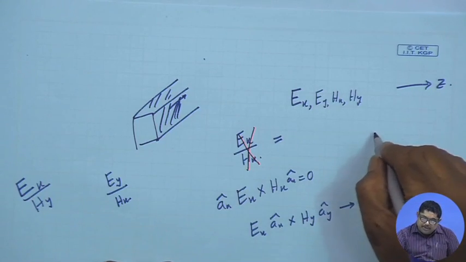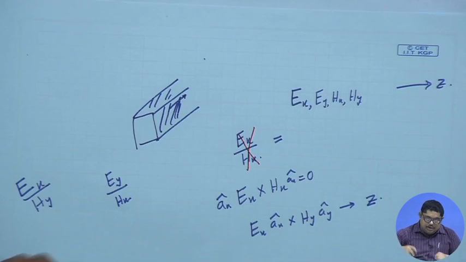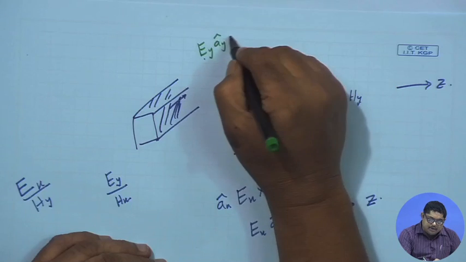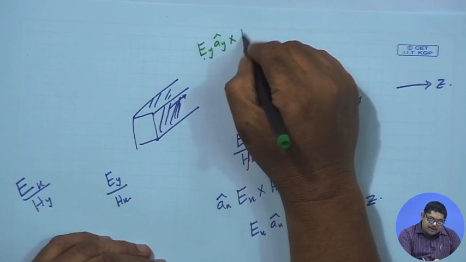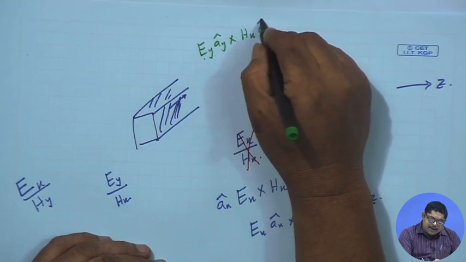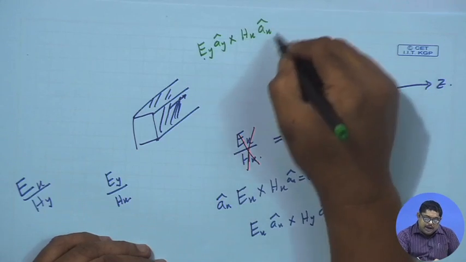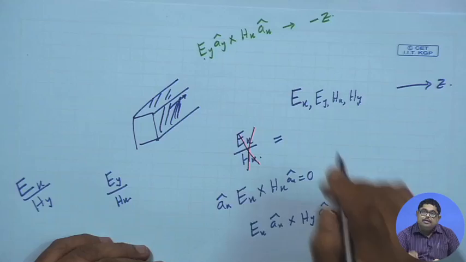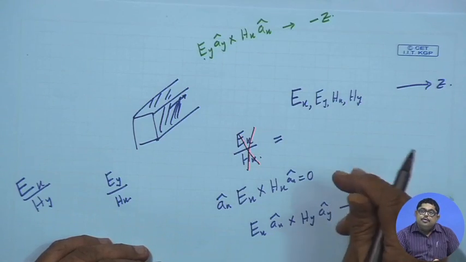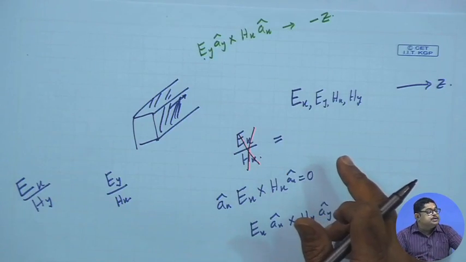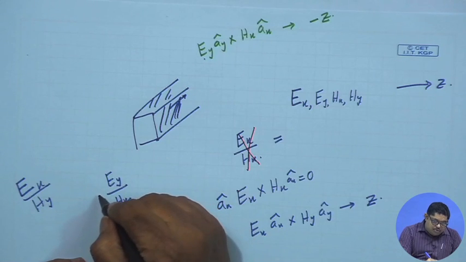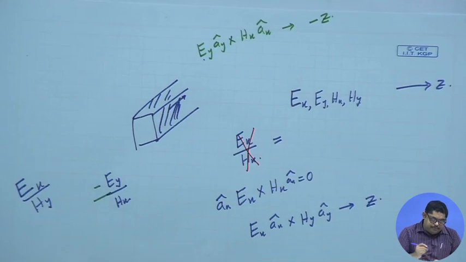Now, what will happen to Ey, Ay cross Hx, Ax? This will carry power in which direction? Minus z direction. But the definition says that carry the power in the propagation direction. Propagation direction is plus z. So, in this case what we do? We put a minus sign here.